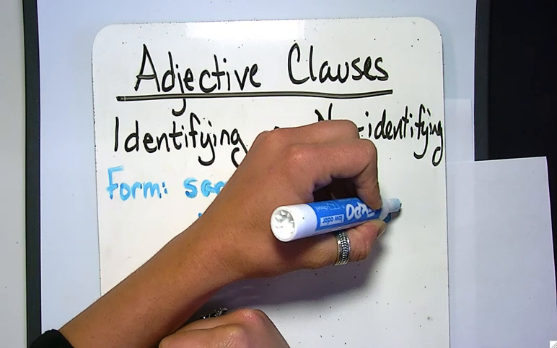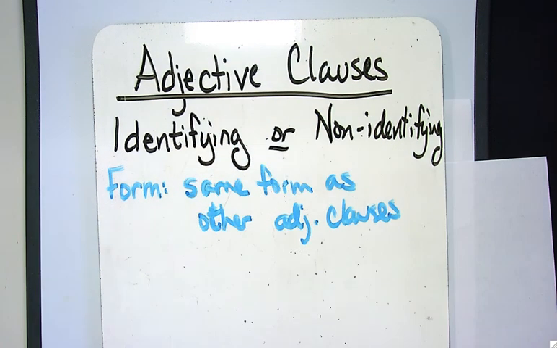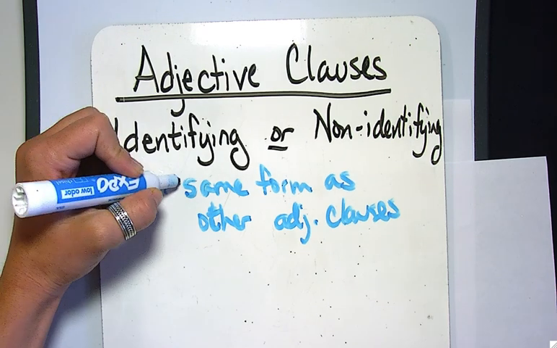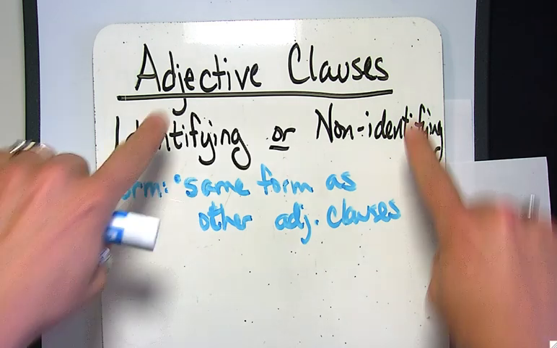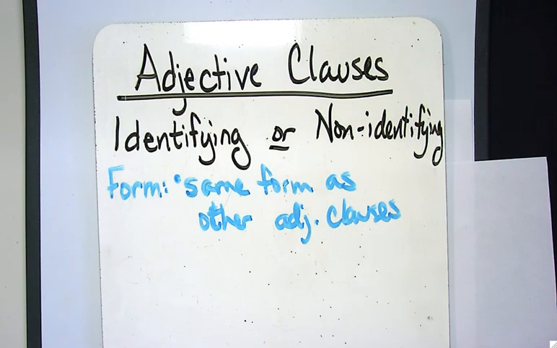It has the same form as other adjective clauses, mostly. We're going to get to a few rules in just a minute. But mostly, we have our keyword, we've got a subject, we've got a verb. Or we have a keyword that is working as a subject, and then we have a verb after. So in that way, it's the same form. It's an adjective clause. It's not a new thing. It's still an adjective clause.